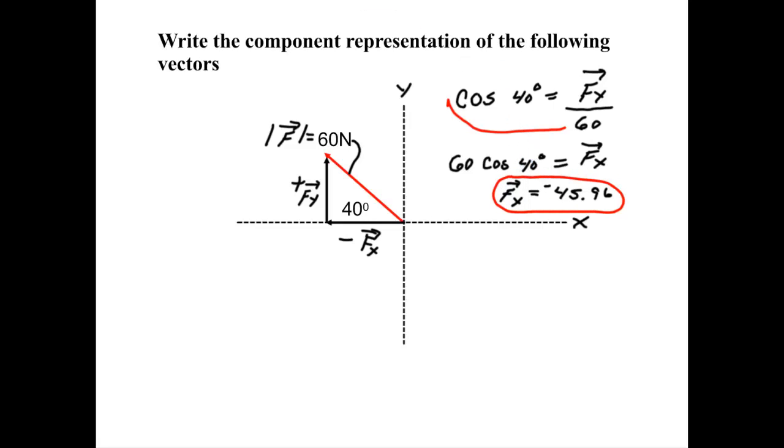Now let's go to the y, how to calculate the y. The angle here is coming off the x-axis, so we're going to say the sine of 40 degrees is equal to opposite over hypotenuse. Again, bring that up like we did before. 60 times the sine of 40 degrees is equal to Fy. We run the calculator, 60 times the sine of 40 degrees, and we're going to get 38.57.